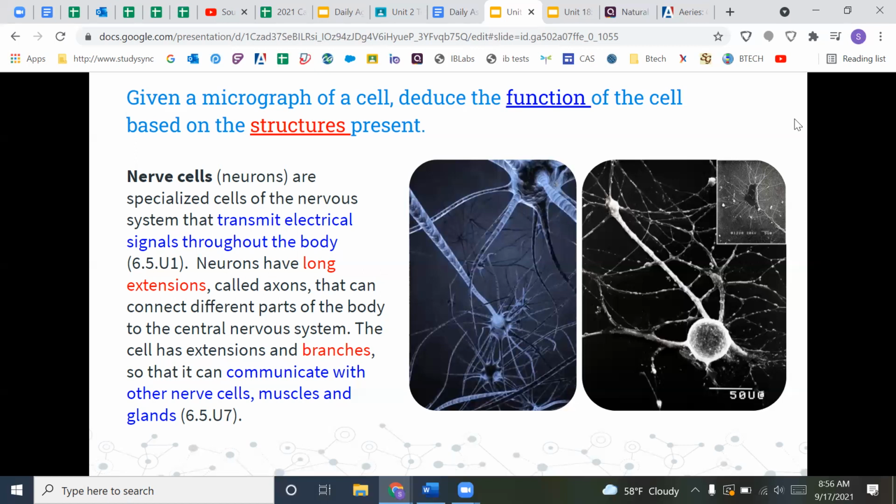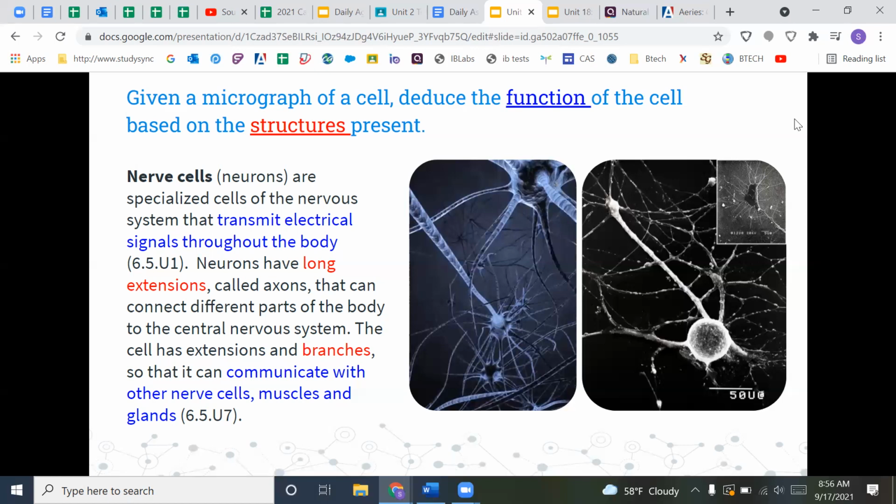And then the second one's very similar. We have these branches so they can communicate with other nerve cells, muscles, and glands. You can definitely think of it kind of like roadway, highway connectors, right?